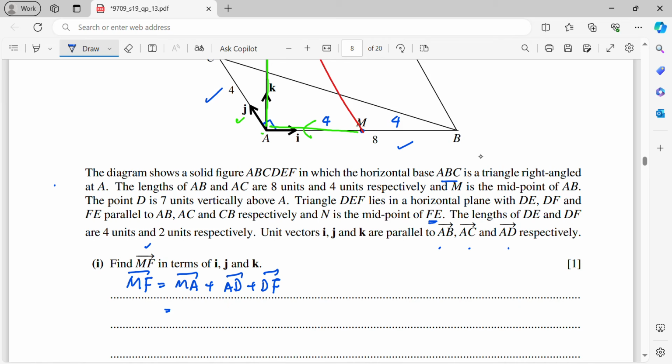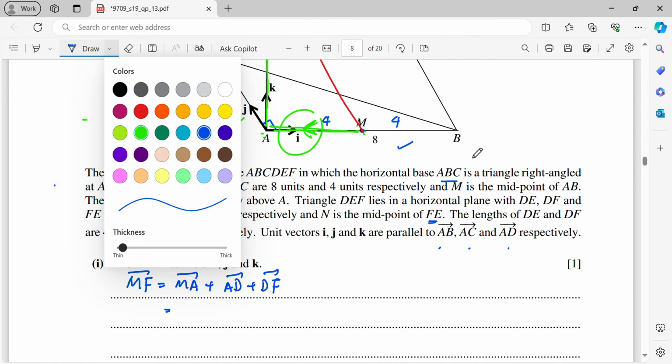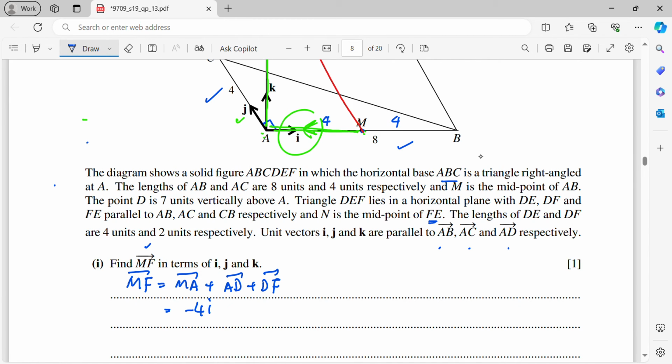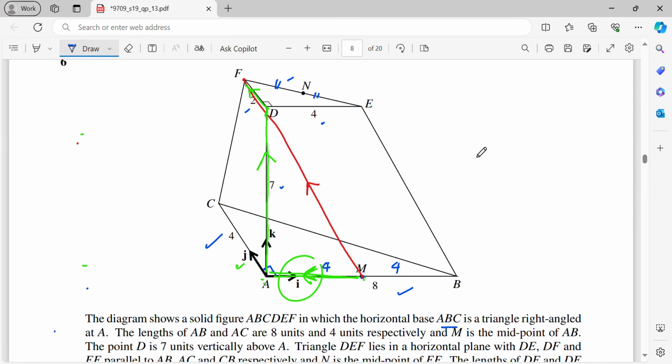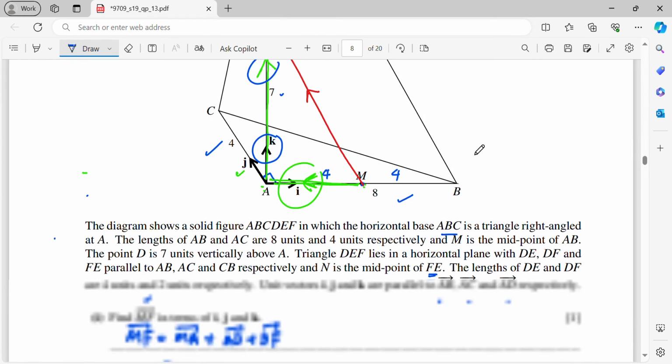So now MA, look at this arrow. Okay, we know that M is the midpoint, therefore MA, the length is 4, but then it is in the opposite direction of the I, therefore it is minus 4I. Now AD is in the same direction as the K, and the length is 7, so 7K positive.